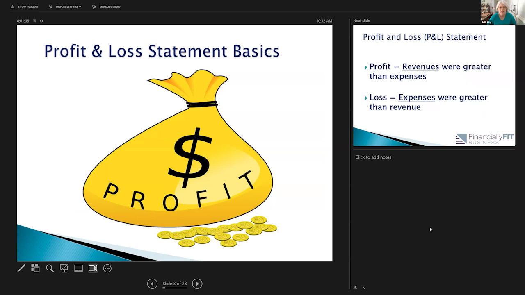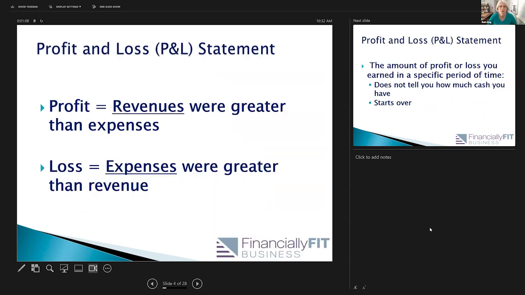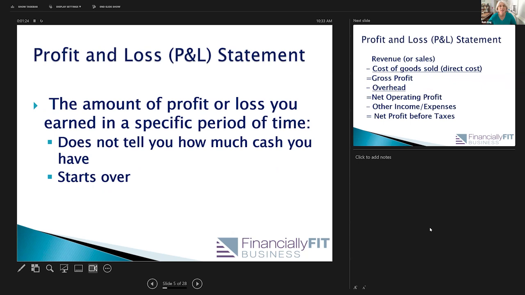And all it's telling you is that if it shows a profit on the bottom line, revenues were greater than expenses. And if it shows a loss on the bottom line, expenses were greater than revenue. That's it. It does not tell you how much money you have in the bank, okay? That is a balance sheet item. Cash is a balance sheet item. So P&L just simply says if you have a positive number on the bottom line, that means you had a profit that month. If you had a negative number on the bottom line, you had a loss that month.